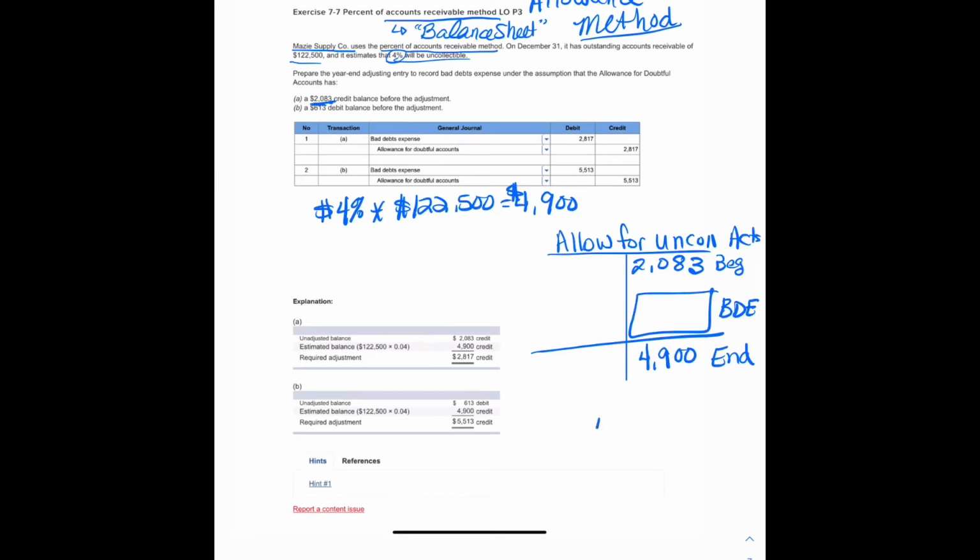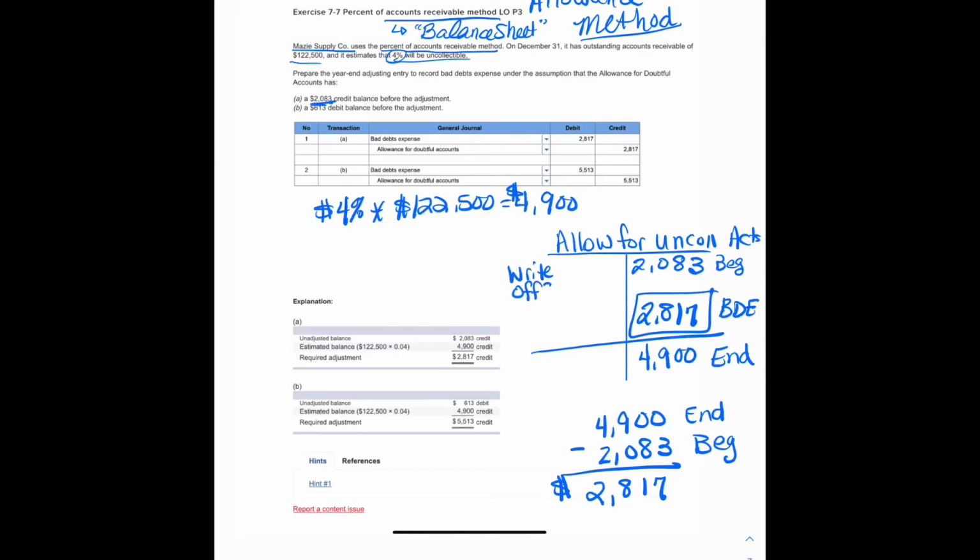So if we take $4,900 minus my $2,083, so this is my ending minus my beginning, then what I'll see is I still need $2,817 to actually get us all the way up to this $4,900. So that's $2,817. Now, just for the sake of completeness, I'm going to jot down on the left side of this account what would have reduced this allowance. And just like we saw earlier, if we'd had any write-offs, then those would have gone as a debit to the allowance for uncollectible accounts.